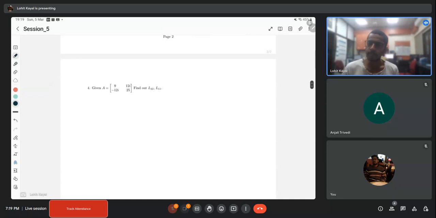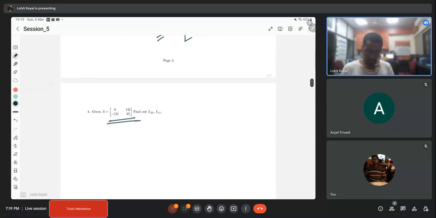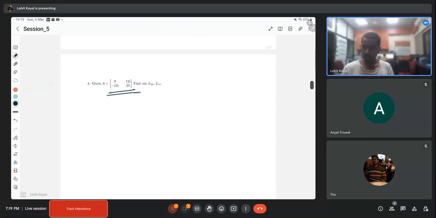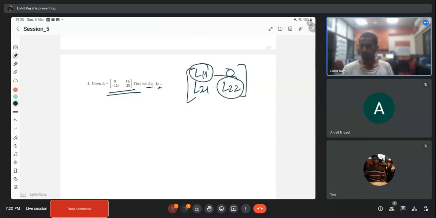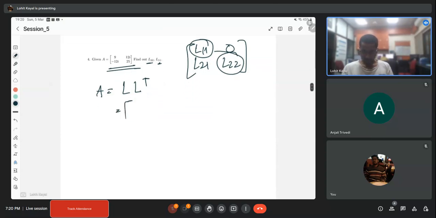Now in this case you have to just do the opposite. Here your A is given. Using Cholesky's method you need to calculate what L22 and L11 are. That means the lower triangular matrix L11, 0, L21, L22, you need to calculate these two elements. Alright, so again A equals L L transpose. Here this is L11, 0, L21, L22. Now you see that this is also a complex matrix.